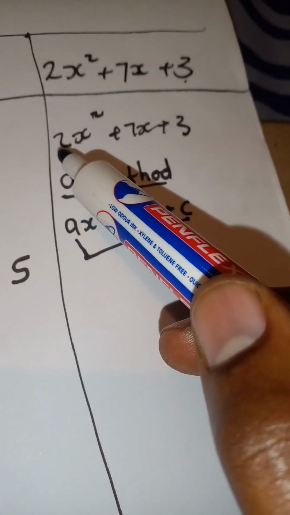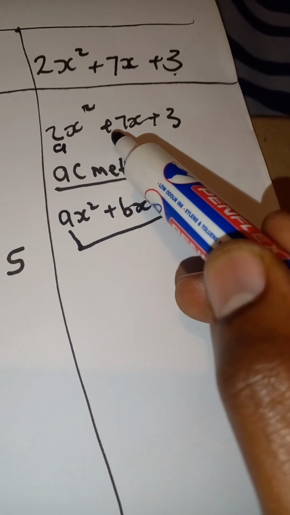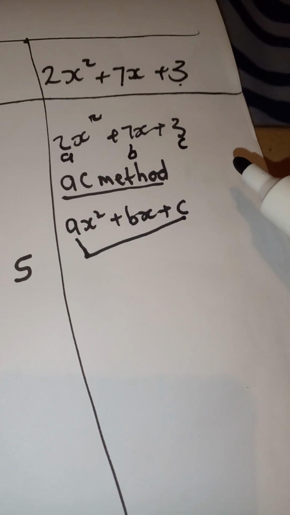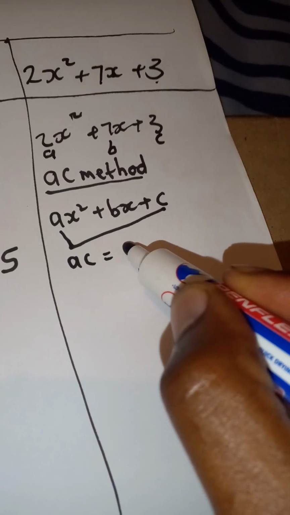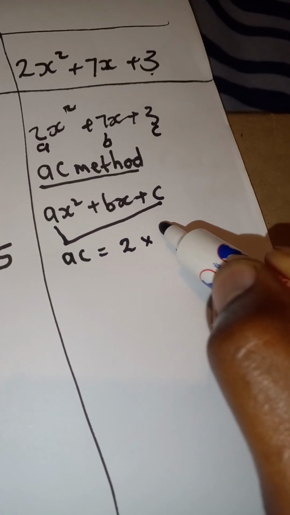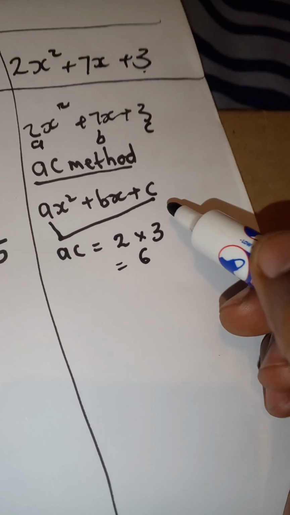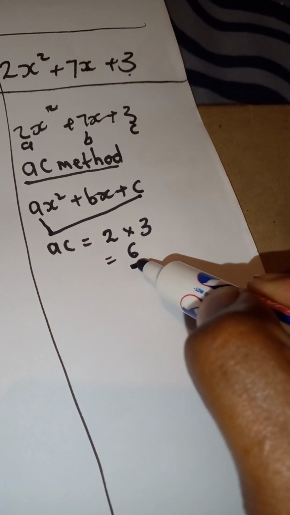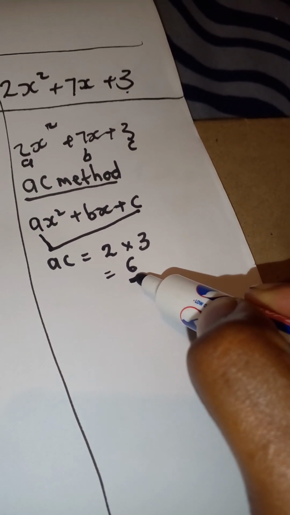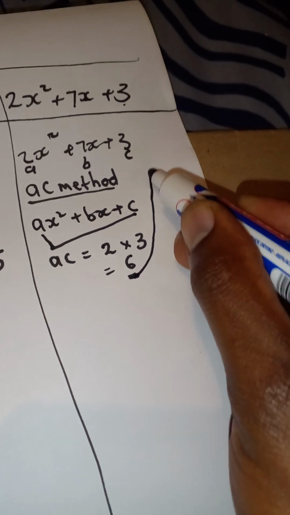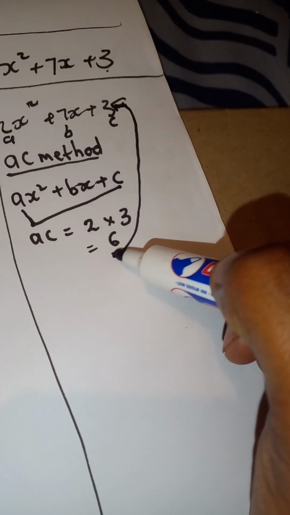We are given this expression 2x squared plus 7x plus 3. Our a here is 2. Our b is 7. Our c is 3. So that means our AC is going to be equal to 2 times 3. 2 times 3 gives us 6, right? So what is this 6 now? This 6 is going to become our new value of c. That means instead of this 3, we are not going to use this 3, but we are going to use our 6.